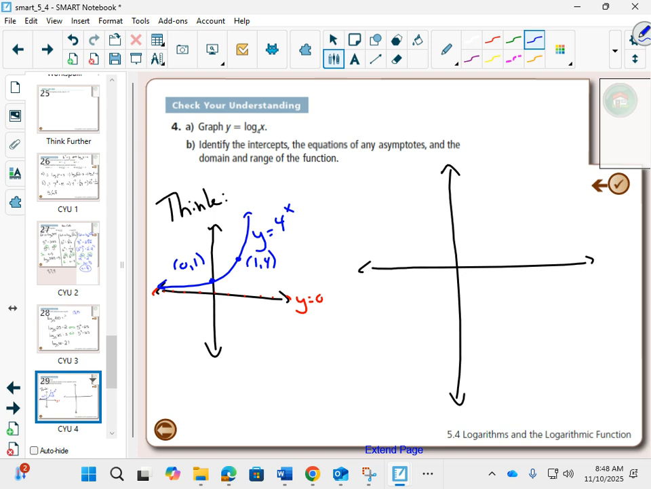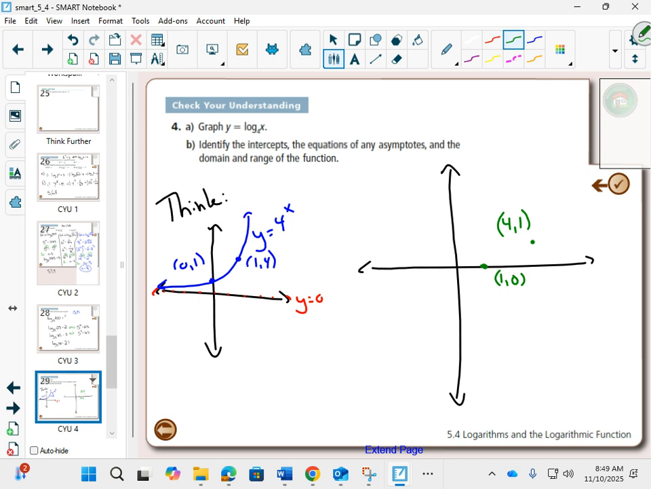If I have that, and I know that logarithms are inverses of exponential functions, when we graphed inverses in our first chapter, what happened to the coordinates? They got switched, right? So if I had 0, 1 on my exponential graph, I'm going to have 1, 0 on my log graph. And if I have 1, 4, I'm going to have 4, 1.